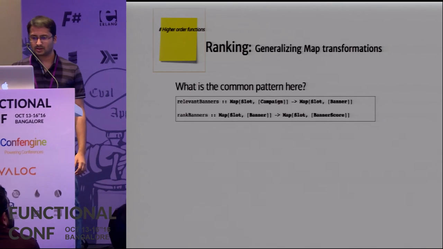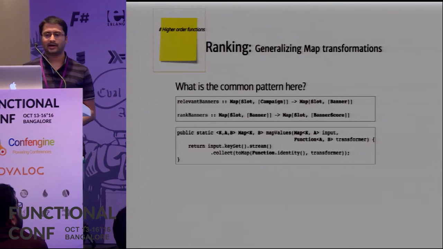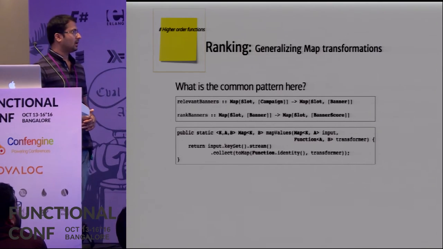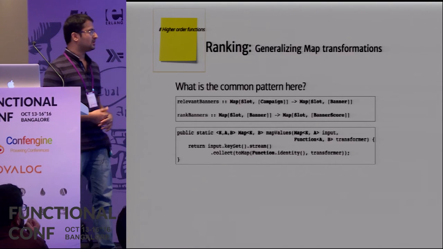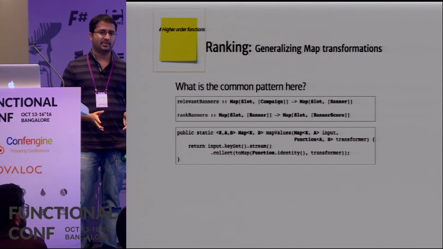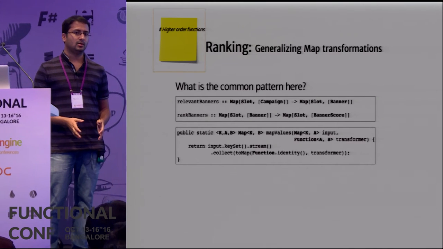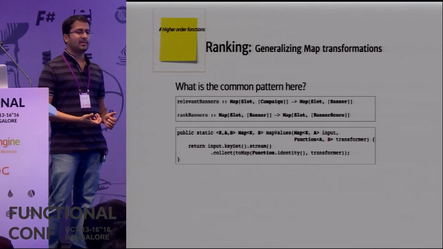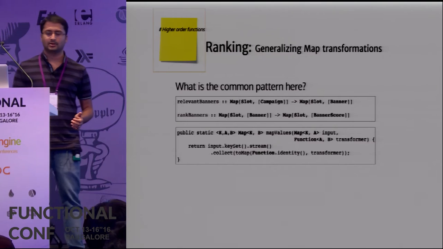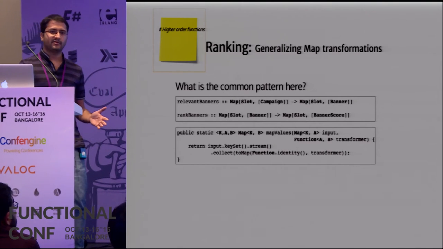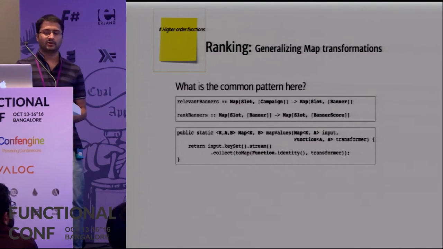So this is very easy to abstract with a higher order function that takes another function as input. This is a function that is commonly available in most libraries. Like if you have a map data structure in Ruby, there are libraries which give you a function like map values which transforms only the values.